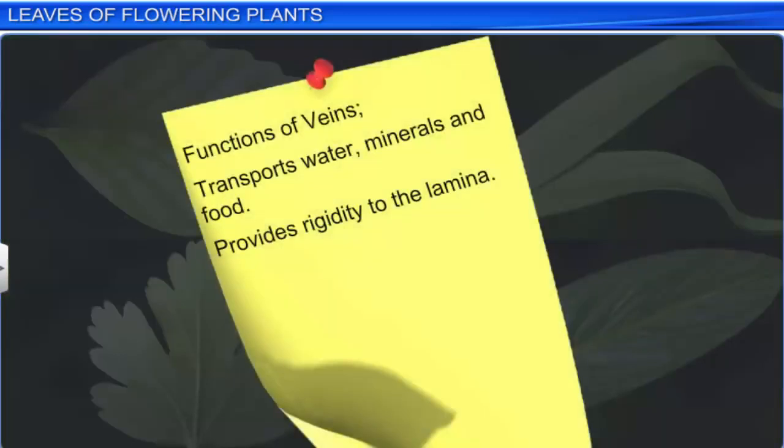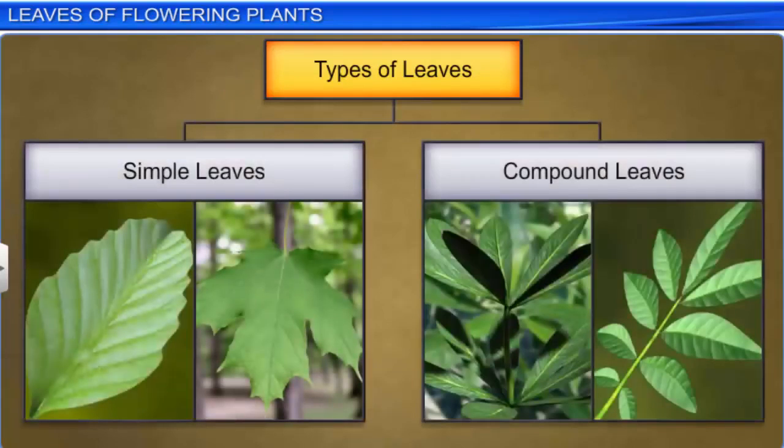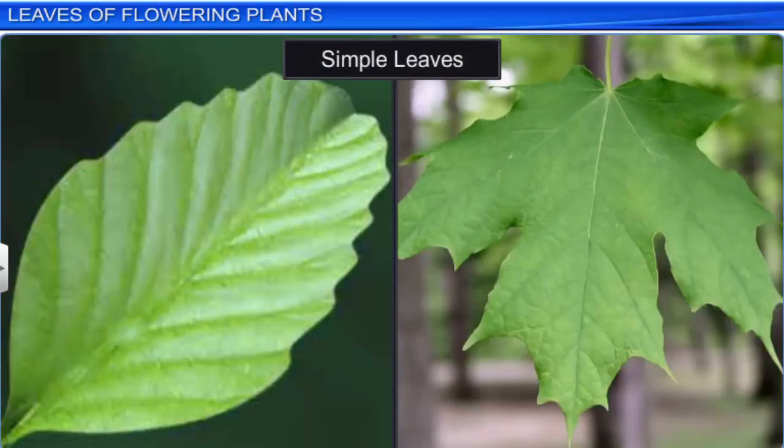The primary functions of the veins are to transport water, minerals, and food, and provide rigidity to the lamina. Based on the structure of the lamina, leaves are classified as simple and compound. The lamina of a simple leaf is usually entire. However, when it is incised, the incisions do not touch the midrib.